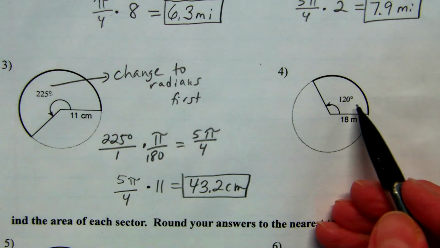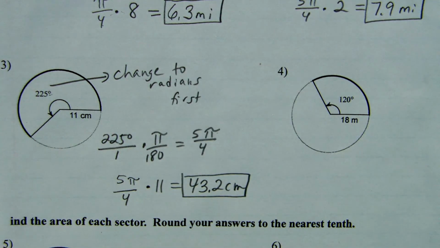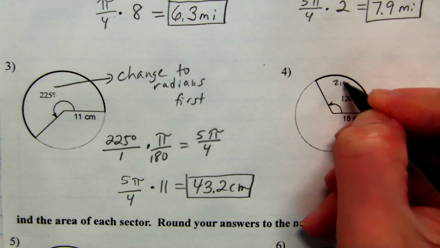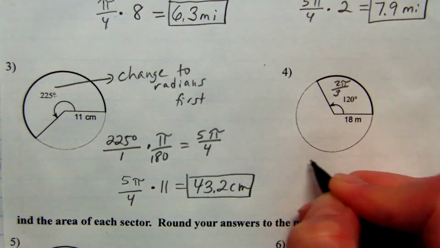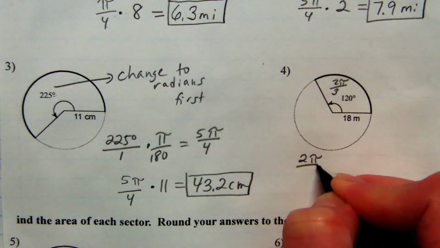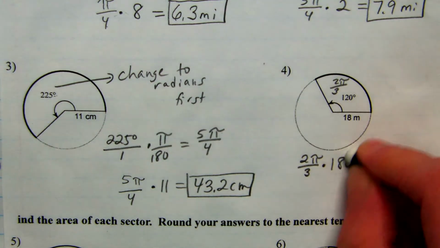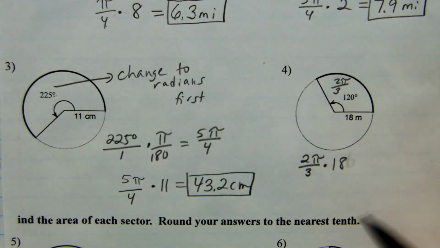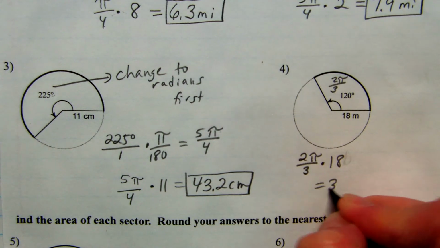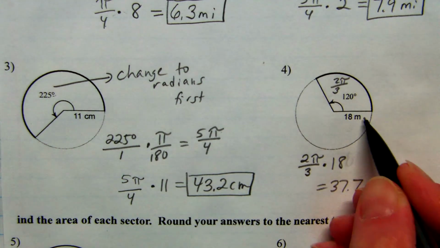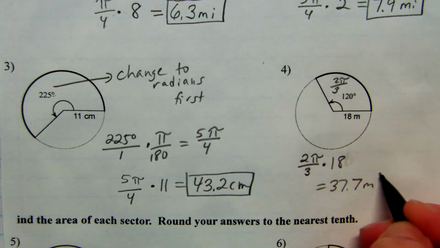So what is 120 degrees in radians? Can somebody? 2 pi over 3. So you guys already looked that up. So this is the same thing as 2 pi over 3. So now that I know that, I can just take 2 pi over 3 times 180. And then we round it to 37.7. And since this is in meters, my answer will also be in meters.